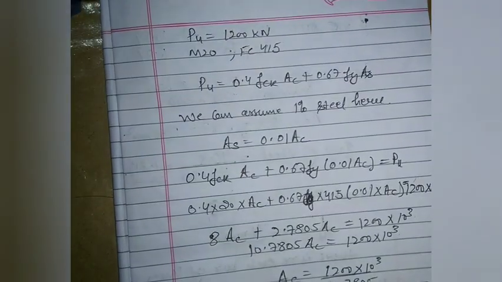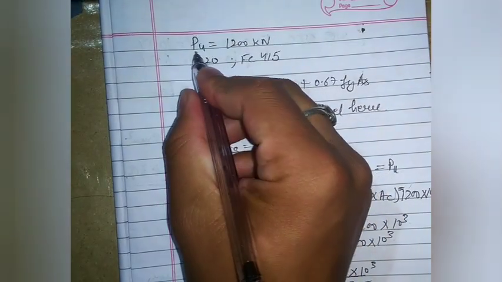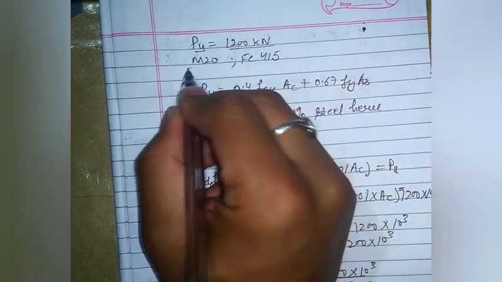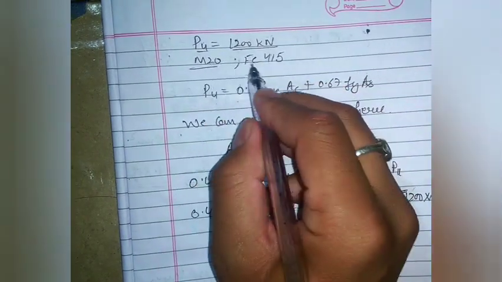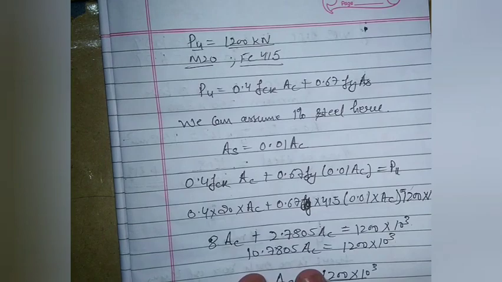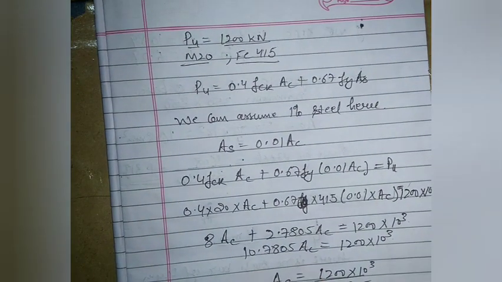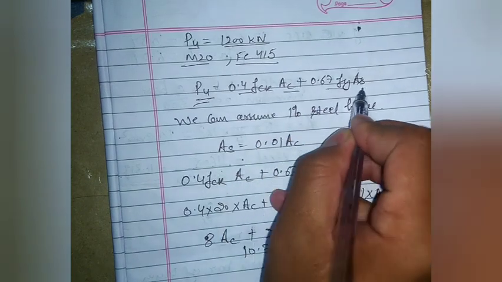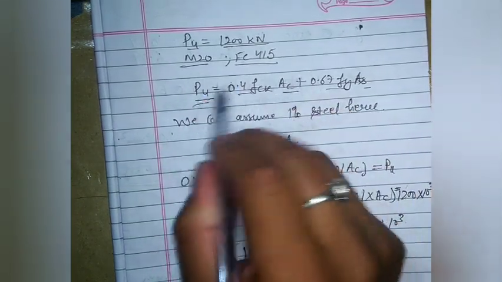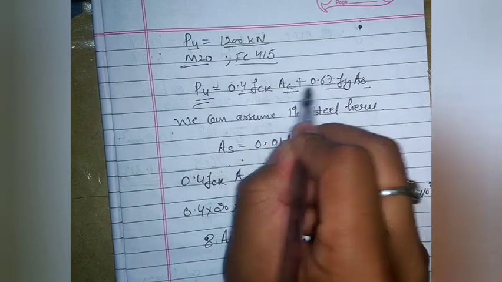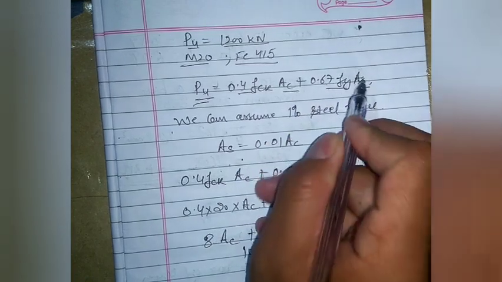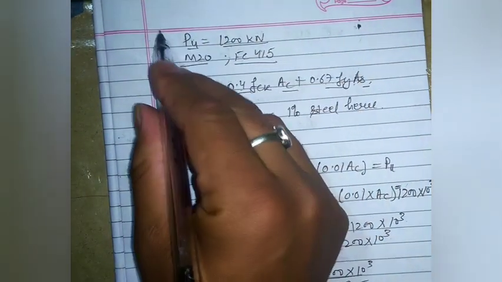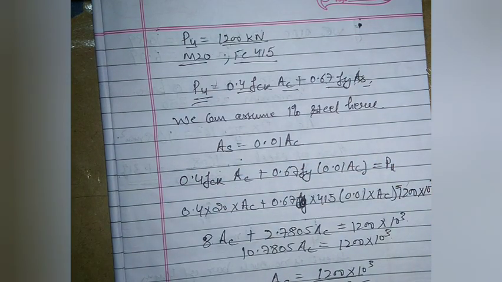So let us take another example here. Let us take the load to be 1200 kilonewton. We are using M20 and Fe415 steel. So the load value will be calculated like this. We are going to use the formula Pu equals 0.4 fck Ac plus 0.67 fy Asc. Now in this numerical problem, we are not provided with how much steel we are providing in the section.